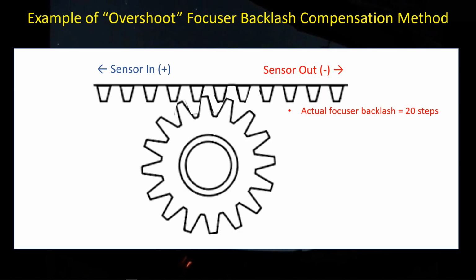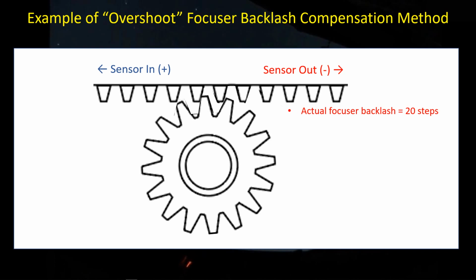So let's look at an example of what the overshoot method does. This is a very, obviously, simplified schematic of a rack and pinion system. In this case, we'll assume that the sensor is attached to the rack, and any counterclockwise motion of the pinion, where the gears, as you can see here, are already in contact, is going to move the rack to the left, which means the sensor will move inward.